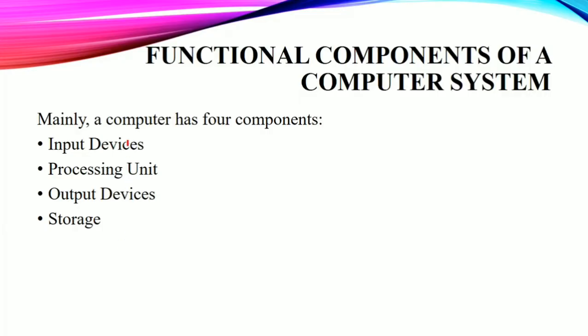Well, in this video we have to discuss these functional components, their working, and some other related information about these components. So now let's begin. As we have discussed earlier, mainly we have four functional components in our computer system. These components are input devices, processing unit, output devices, and storage.